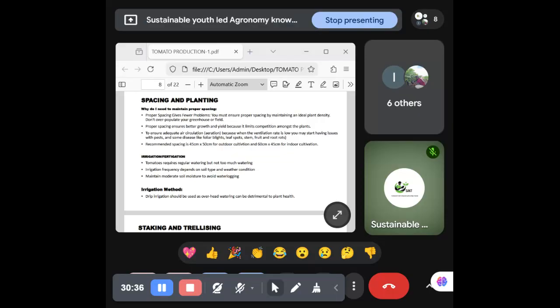Too much water can start disease and all that. Then irrigate frequently. Sorry, irrigation frequency depends on soil type and weather condition. Irrigation frequency means how often you should water or irrigate or fertigate depends on soil type and weather condition.